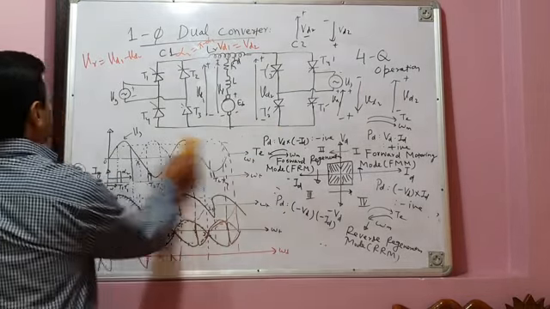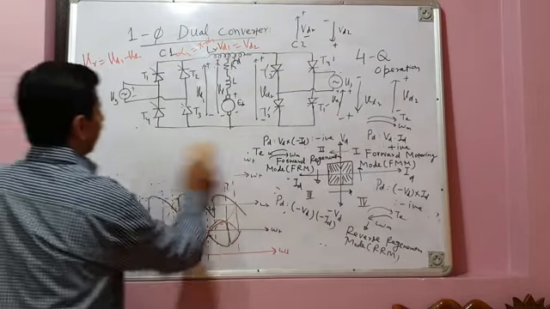So let us see how 4-quadrant operation results. Now it's very interesting to see how 4-quadrant operation results. What is the procedure? Now I want my machine to run in forward motoring mode. That is quadrant 1, the first quadrant.